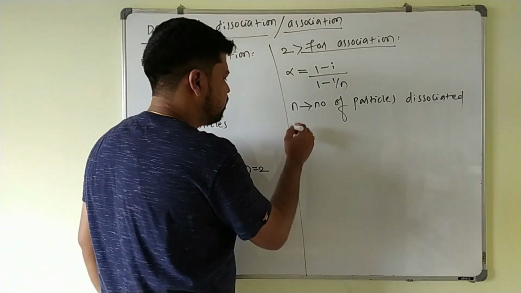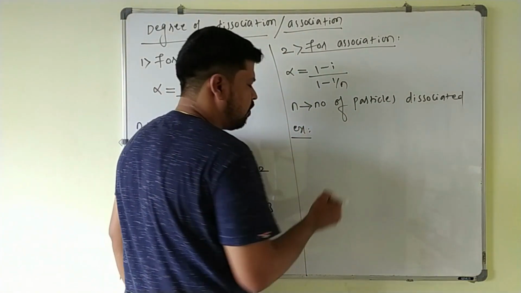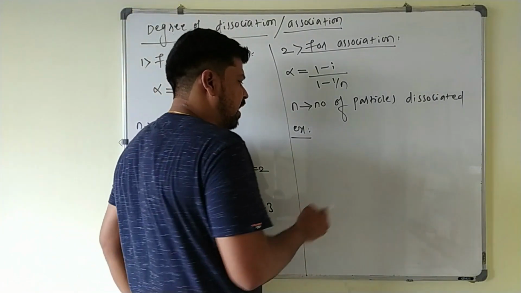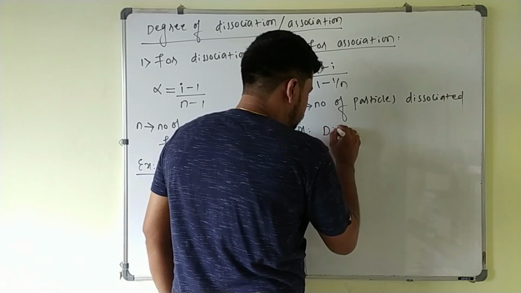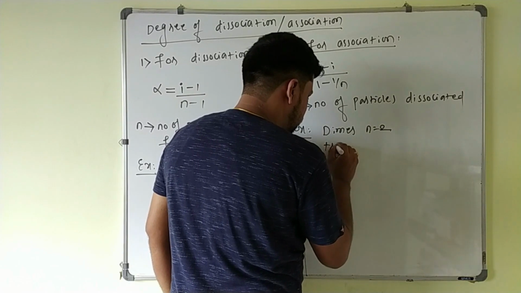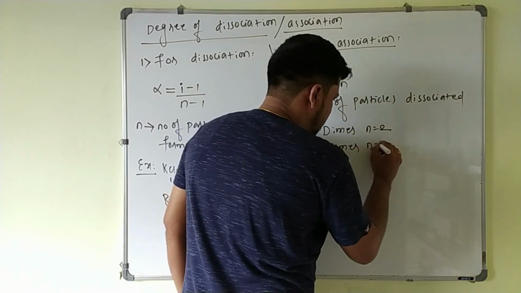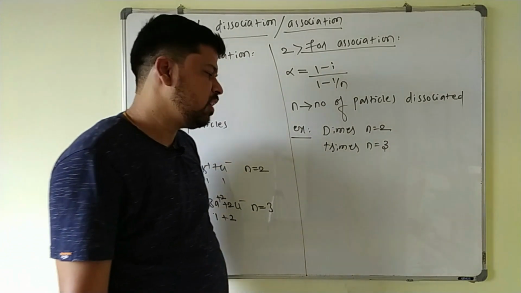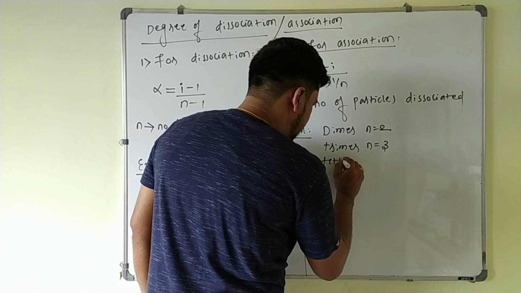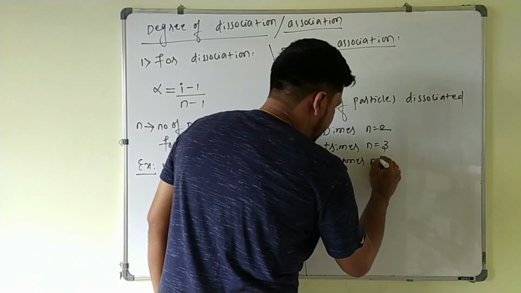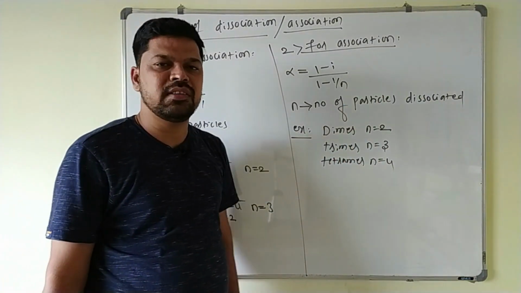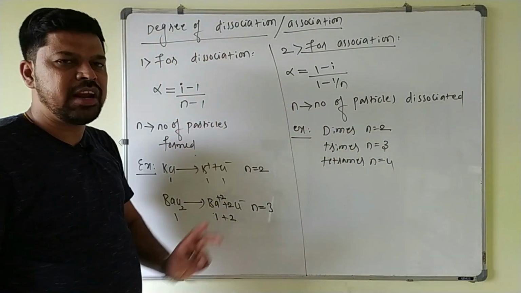For example, if every 2 molecules become 1 molecule, if it undergoes dimerization, then n value is equal to 2. For a dimer, n value is equal to 2. For a trimer, every 3 particles become 1 particle, then the value will be 3 here. For a tetramer, every 4 particles combine together to form 1 particle. In such cases n value is taken as 4 here. So this is about degree of dissociation and association.